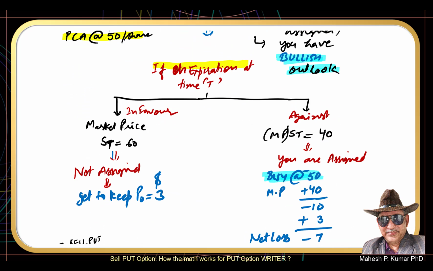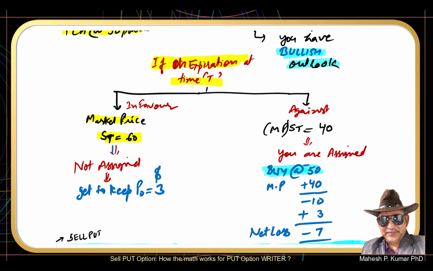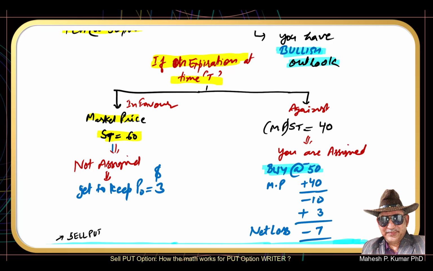On expiration, the price of the share is say 60, right? You were bullish, and the strike price of course was 50, and the market price has moved to $60. You are bullish and things are happening in your favor, and in this situation you will not be assigned. Why you won't be assigned? Because this person has purchased from you the right to sell the shares at $50, and if the market price is already 60, you won't be assigned. This person won't sell you shares at 50 because the market price is already 60.